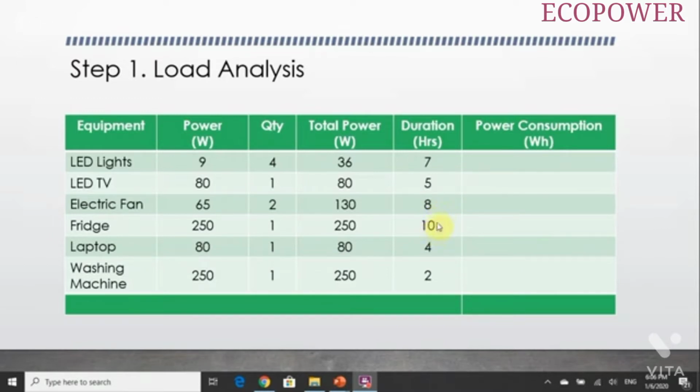There's a question here: why not 24 hours for the fridge? The reason is that once it reaches a certain temperature set by the user, it won't use as much power to maintain this temperature. That's why we have only listed 10 hours of operation time for the fridge. The laptop around 4 hours, and the washing machine 2 hours to do the laundry each day.